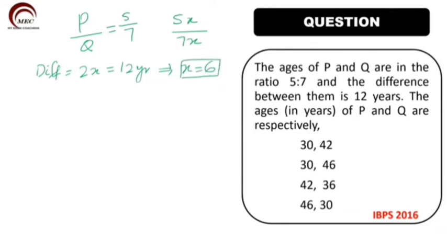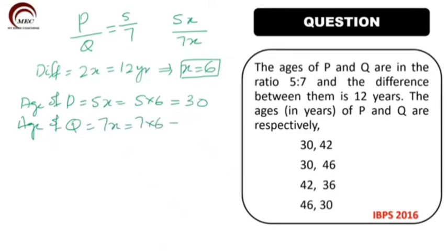The ages in years of P and Q respectively. If x is equal to 6, 5x will be equal to what? Age of P is equal to 5x, which is equal to 5 into 6, which is equal to 30. And age of Q is equal to 7x, which is 7 into 6, equal to 42. So we got age of P is 30 and age of Q is 42. So the correct answer is 30 and 42. So accordingly, we mark the correct option 30 and 42. So this type of question, you can see the pattern here.